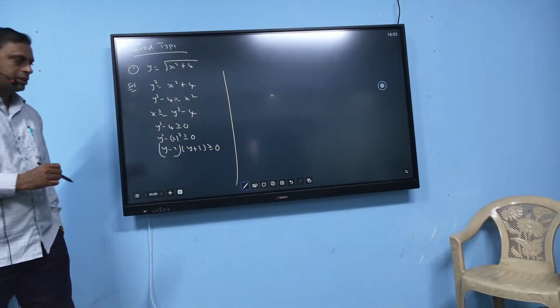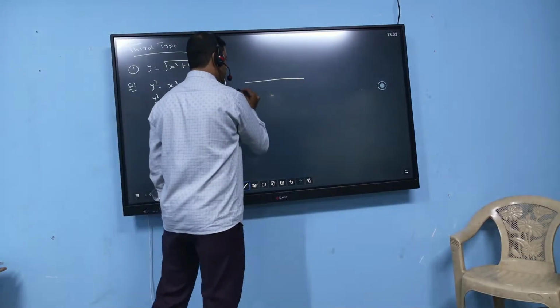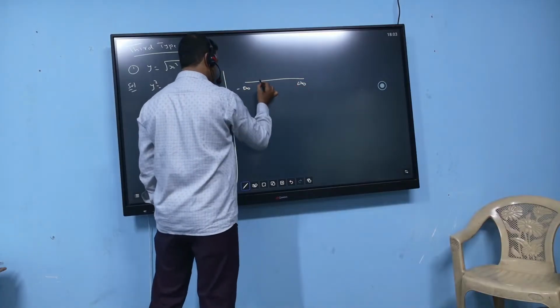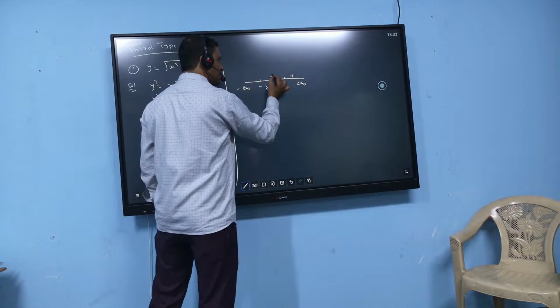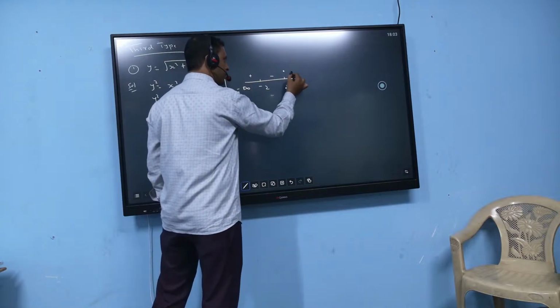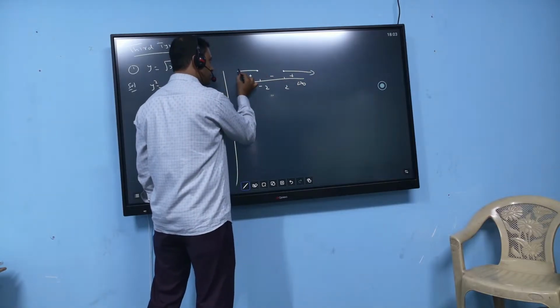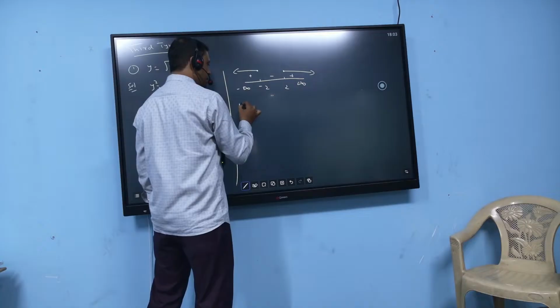Let's see the wavy curve method. Minus infinity to plus infinity, minus 2 to plus 2. So the signs are plus, minus, plus. So we have greater than or equal to 0. So what is the range?